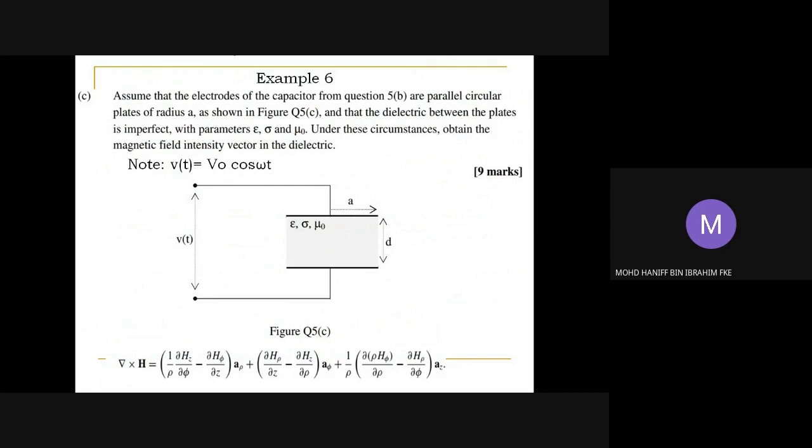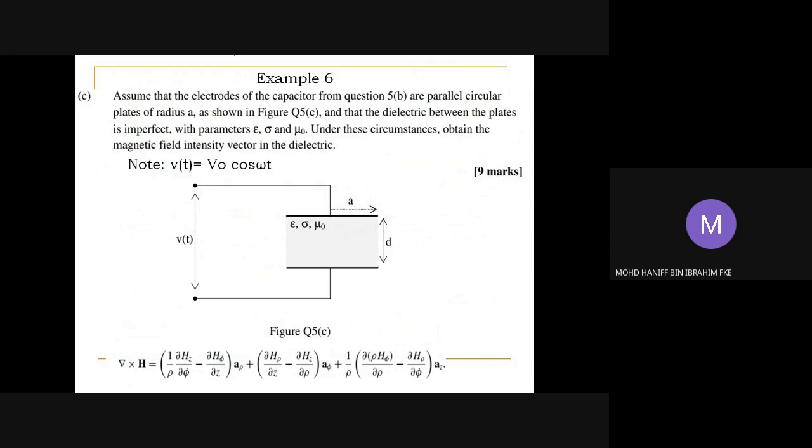We are having about the same problems. Again, we are related to the capacitor structure. So normally for displacement current, for the case of lossy dielectrics, most of the time we will try to relate the problem to the capacitor structure. Most of the time, yeah.